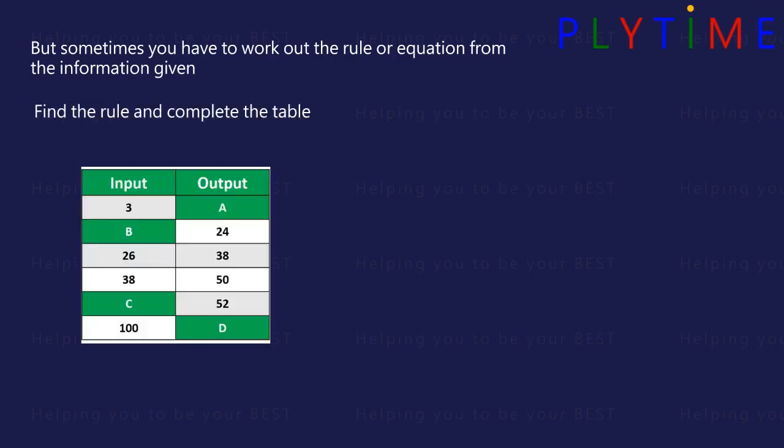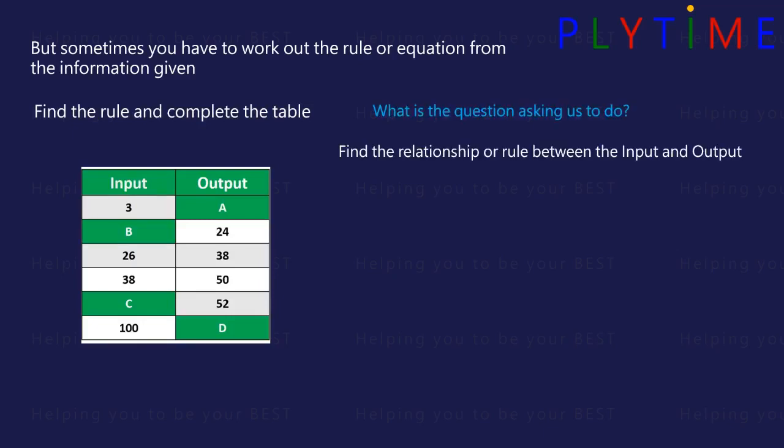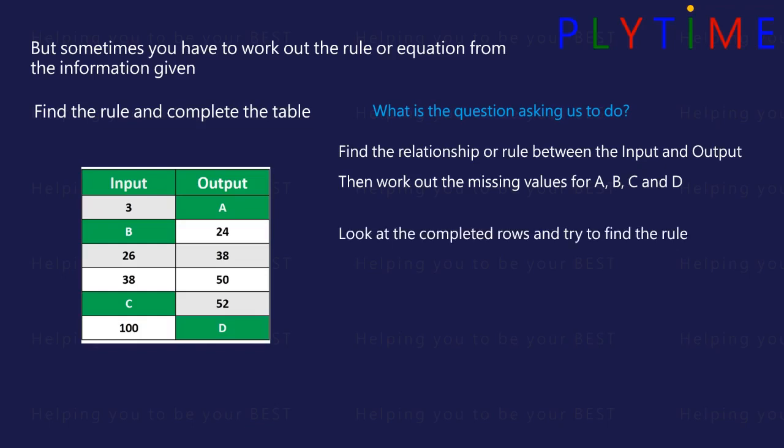Find the rule and complete the table. What's the question asking us to do? Find the relationship or rule between the input and the output. Then work out the missing values for A, B, C and D. Let's look at the completed rows to try and find out the rule.